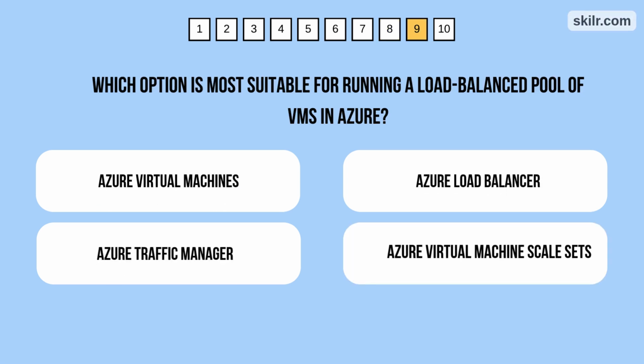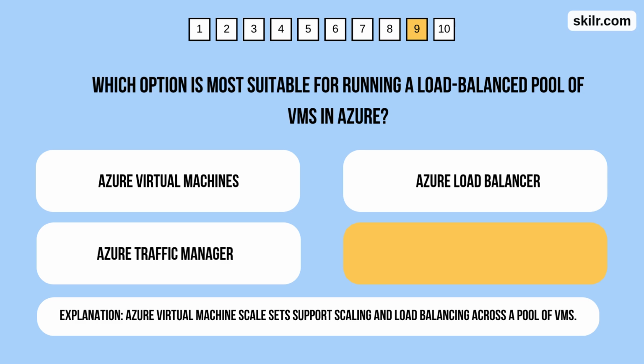Question 9. Which option is most suitable for running a load-balanced pool of VMs in Azure? The answer is Azure Virtual Machine Scale Sets, as Azure Virtual Machine Scale Sets support scaling and load balancing across a pool of VMs.